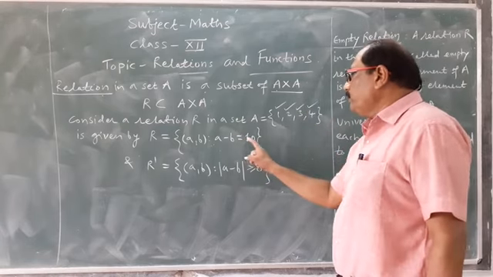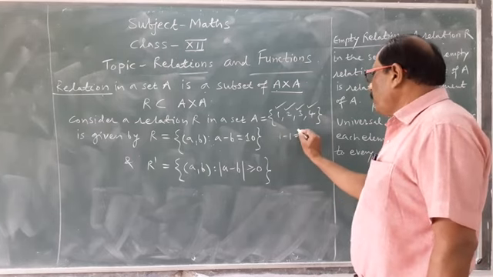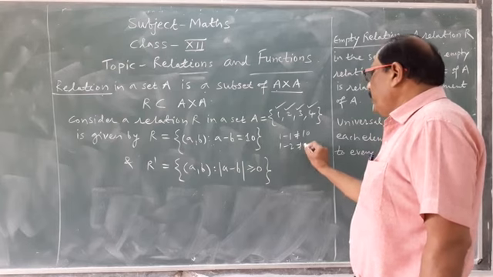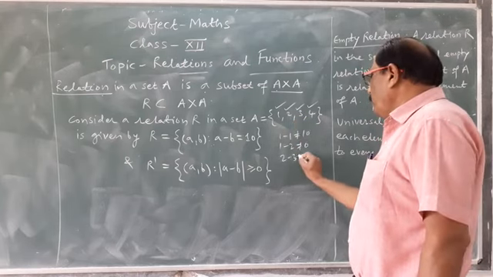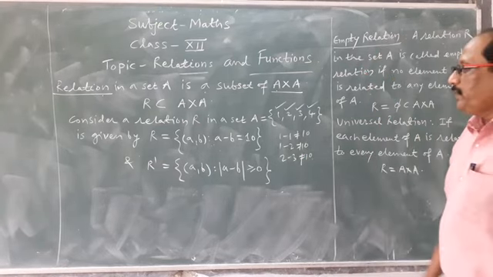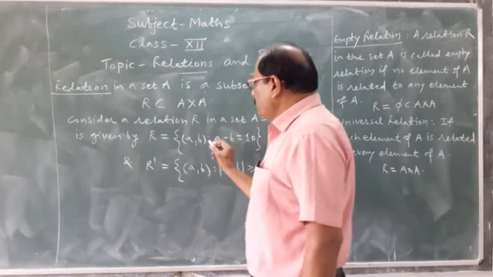If a minus b is equal to 10, is it possible? 1 minus 1 is not equal to 10. 1 minus 2 is not equal to 10. For any element, suppose 2 minus 3, it is not equal to 10. So a minus b equal to 10 is impossible.